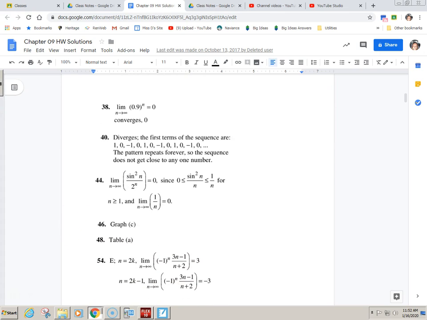Number 40, divergent. Why? It'll never make up its mind. It is not getting close or stabilizing to any one term. It is forever oscillating, with no stabilizing limit.